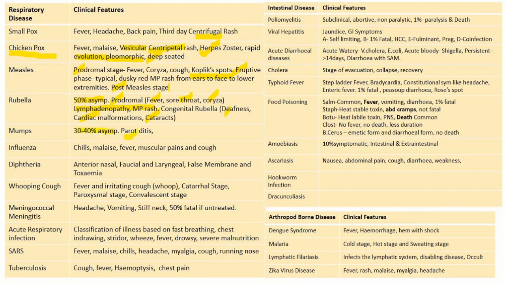Mumps, 30 to 40% will be asymptomatic. It will be associated with parotitis. Mumps complications are very important, and they will be dealt with in the next slide. Influenza: chills, malaise, fever, muscular pains, and cough will be the symptoms. These are the flu symptoms we say together.